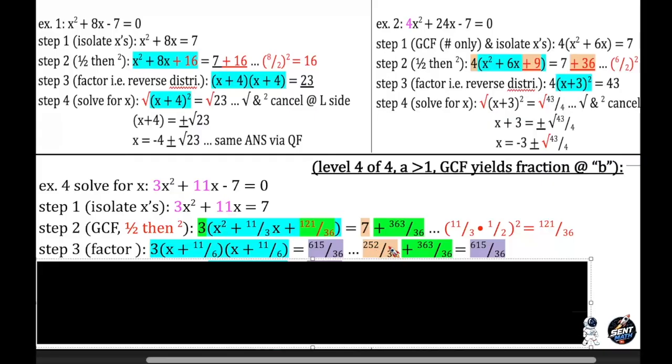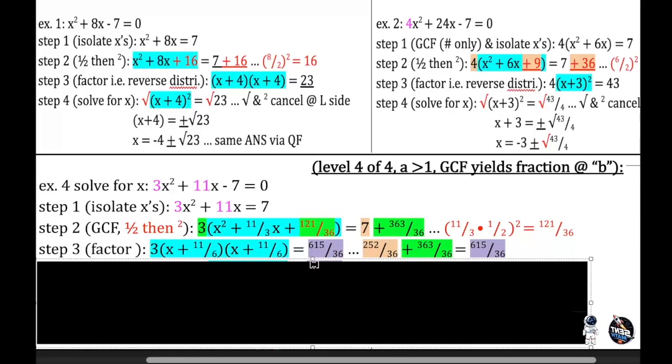We combine this fraction with the previous 363 over 36, and we get 615 over 36. Remember, when you add fractions, you keep the denominator the same. 252 plus 363 gives you 615. So when I combine 7 plus 363 over 36, I get 615 over 36 through this process right here.